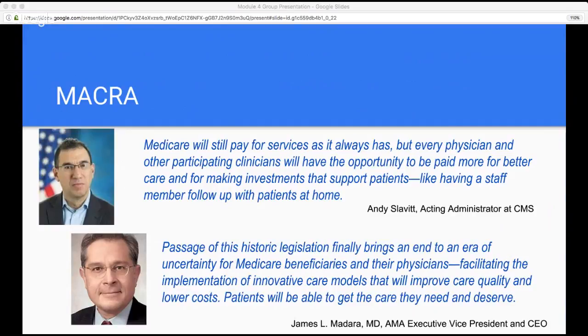After that quote, Slavitt goes on to say that providers have the potential to earn up to a 5% lump sum bonus by participating in an advanced alternative payment model. Second, shortly after President Obama signed MACRA into law, Dr. James L. Madara stated, "Passage of this historic legislation finally brings an end to an era of uncertainty for Medicare beneficiaries and their physicians, facilitating the implementation of innovative care models that will improve care quality and lower costs. Patients will be able to get the care they need and deserve."